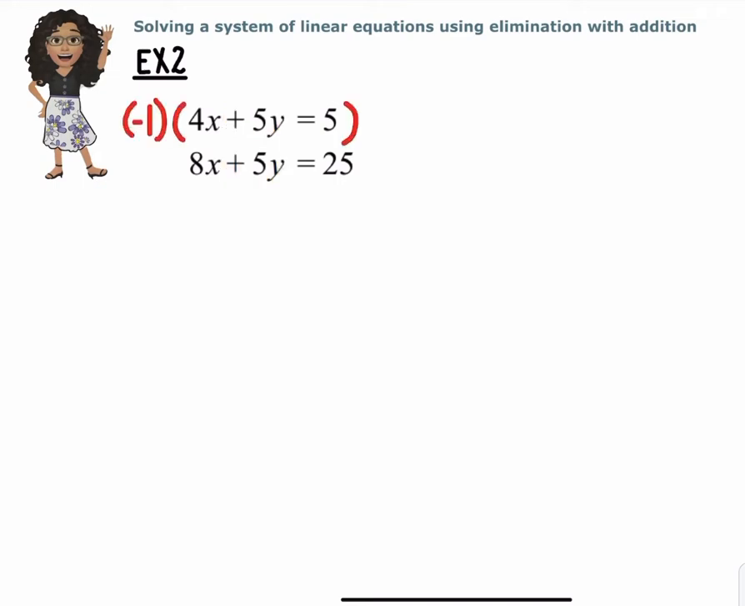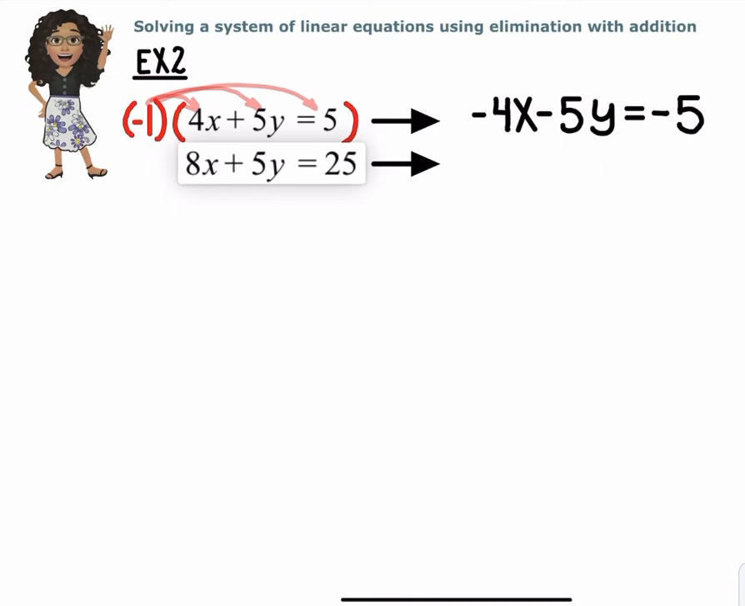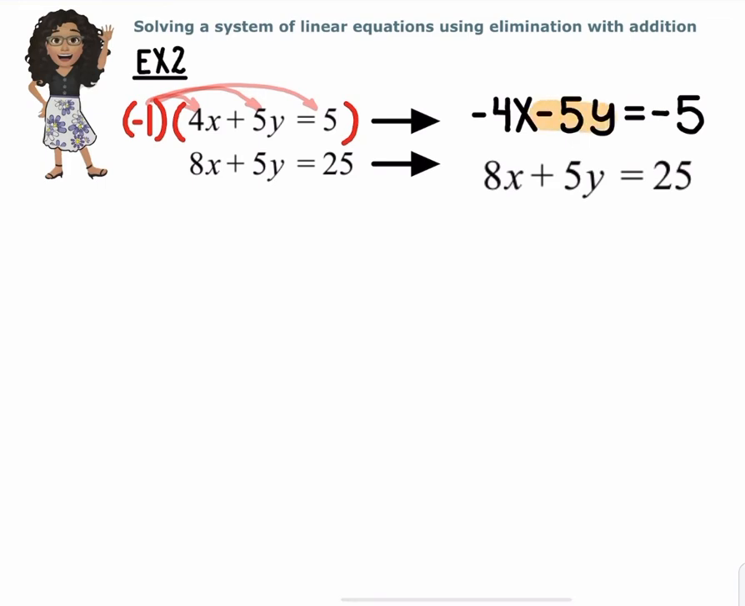We can rewrite an equation by multiplying both sides by a number. So I'm going to multiply both sides of the equal sign there by negative 1. So multiplying 4x times negative 1, I get negative 4x. 5y times negative 1 is negative 5y, and 5 times negative 1 is negative 5. I'm going to recopy the other equation. Notice, now that I've rewritten that top equation, we have opposite terms, negative 5y and 5y. Now that these are opposites, we're set up for elimination.